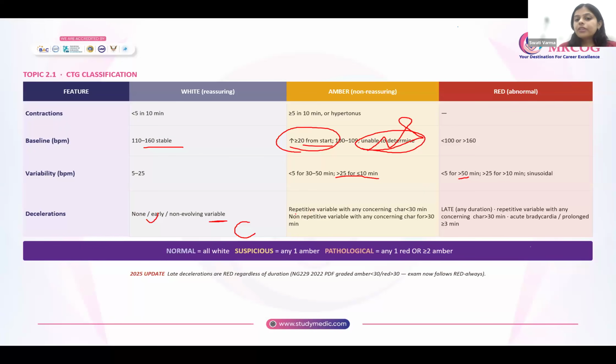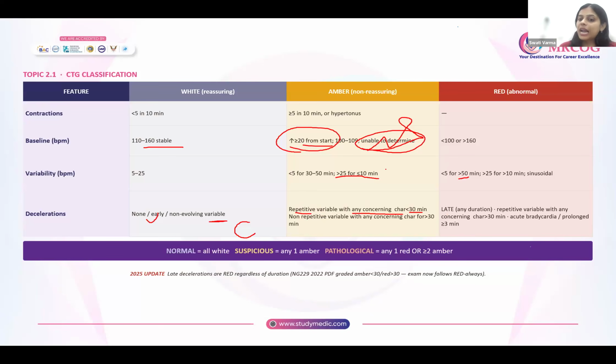But if they are repetitive variable decelerations with any concerning characteristic, but for less than 30 minutes, then it falls in amber. Repetitive means that they are present for more than 50% of contractions. You count the number of contractions in your CTG and you count the number of variable decelerations. If variable decelerations are there for more than 50% of contractions, you take half of the number of contractions, and if the variable decelerations are more than that number, then it is repetitive.